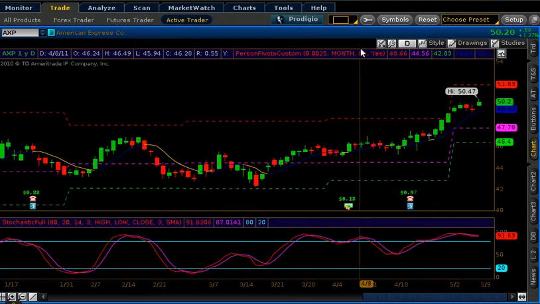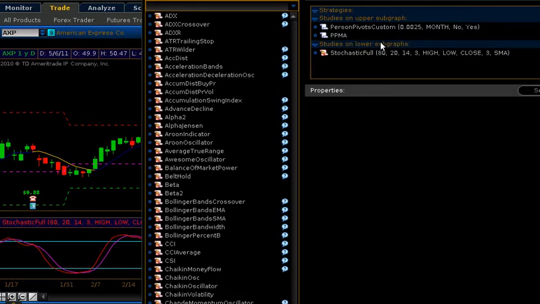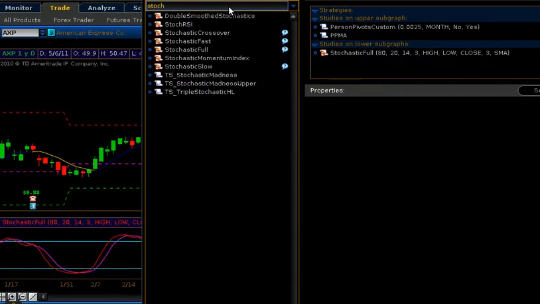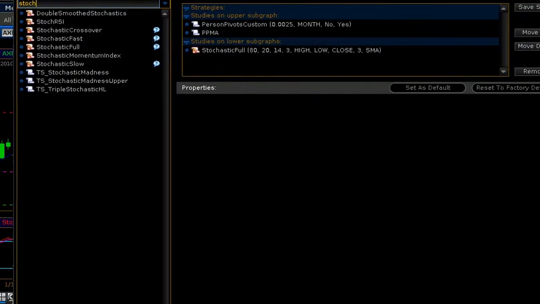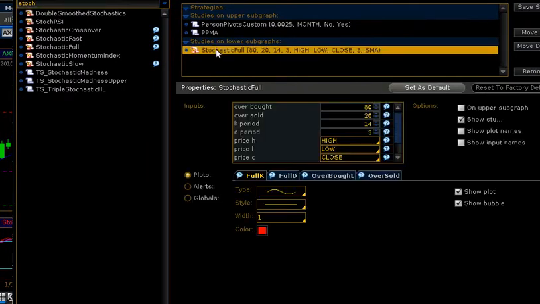Also, another way to add studies in the Thinkorswim platform is to click on that wrench right there. And then up here in the search box, just type in S-T-O-C-H, and you'll see it right there, Stochastics Full. You can double click on it, and then it'll come down here.